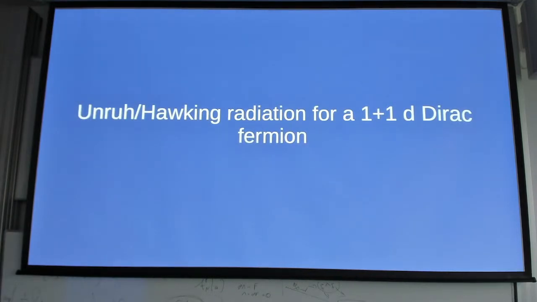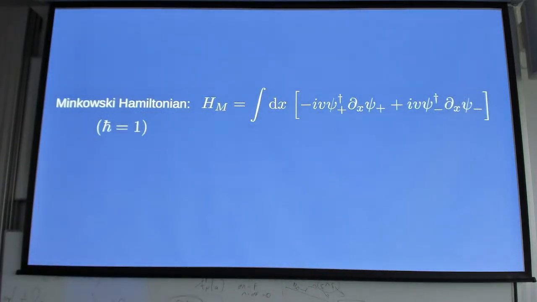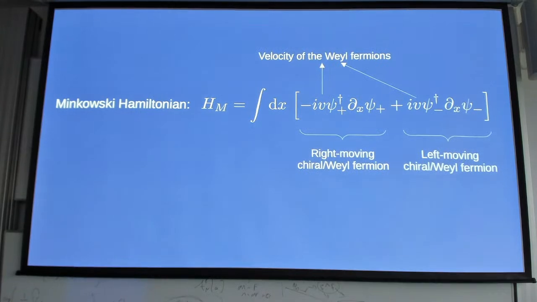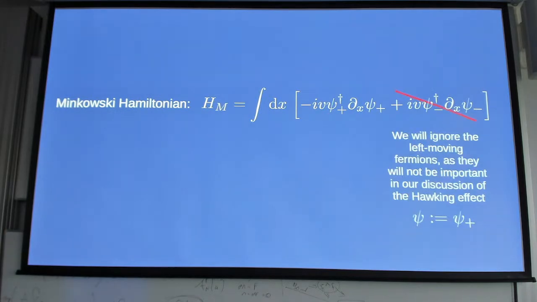first, Unruh Hawking radiation for a 1+1 dimensional Dirac fermion. Let's start by defining our Minkowski Hamiltonian, the Hamiltonian in flat space, and like I said, it's a 1+1 dimensional Dirac fermion. I've written it in terms of the two Weyl fermions, the two chiral fermions. So I have the right moving fermion and the left moving fermion, and v is the velocity of these two Weyl fermions. For this talk, we can completely ignore the left moving fermion because it's just a spectator for the Hawking effect. So from now on, I will only write psi, and this is really the right moving fermion.